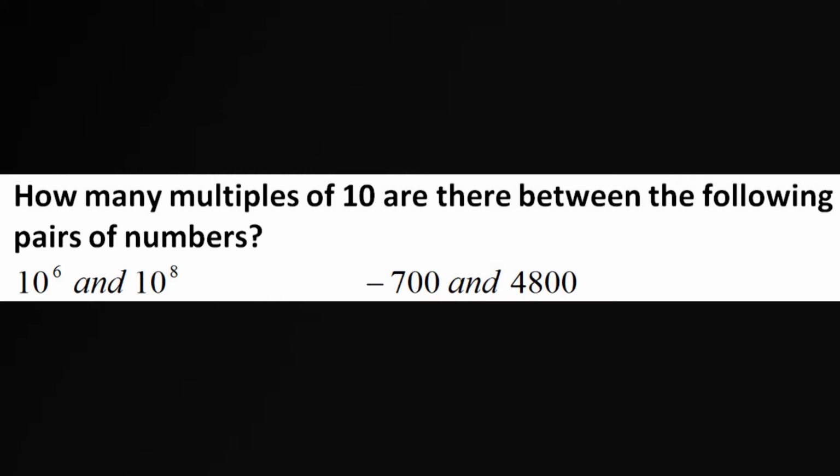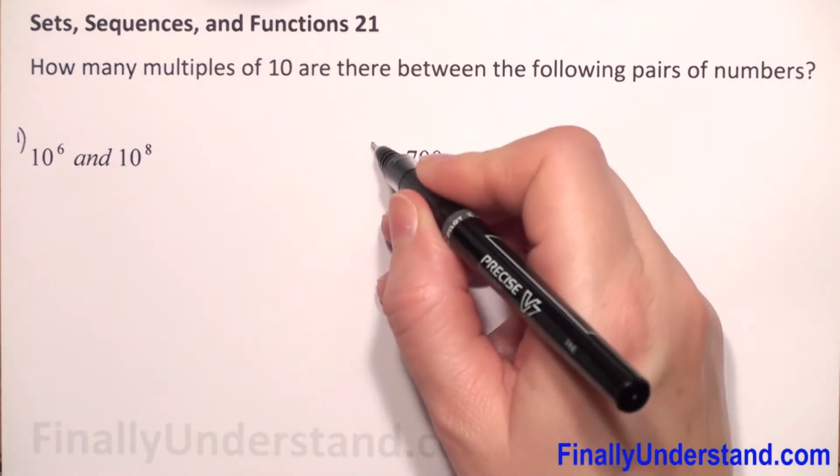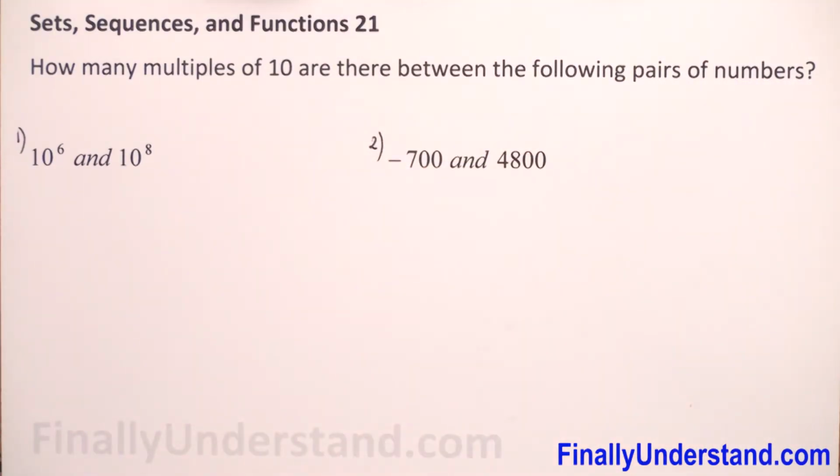We have to find how many multiples of 10 are there between the following pairs of numbers. We have 10 to the 6 power and 10 to the 8 power in the first example, and in the second we have negative 700 and 4800.